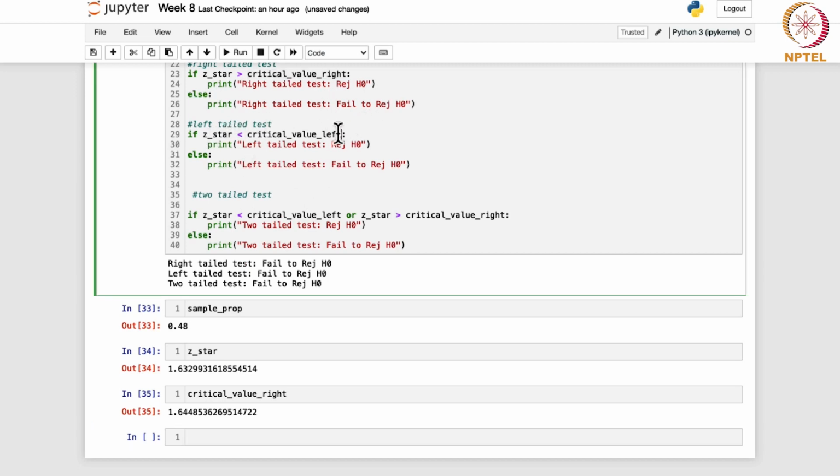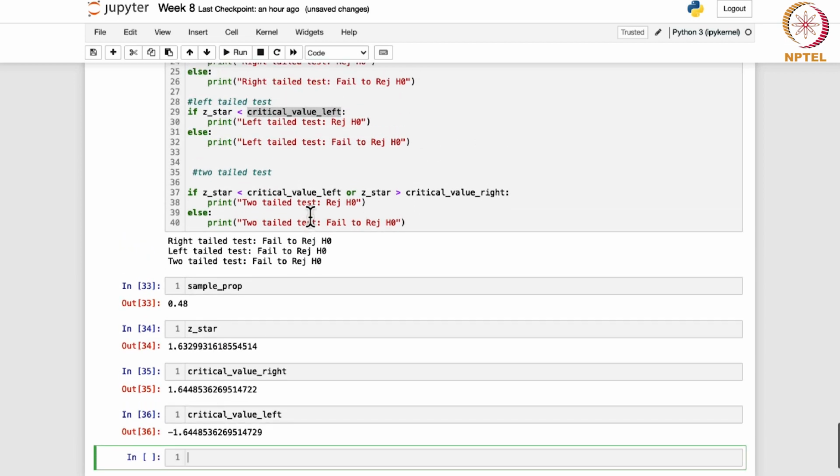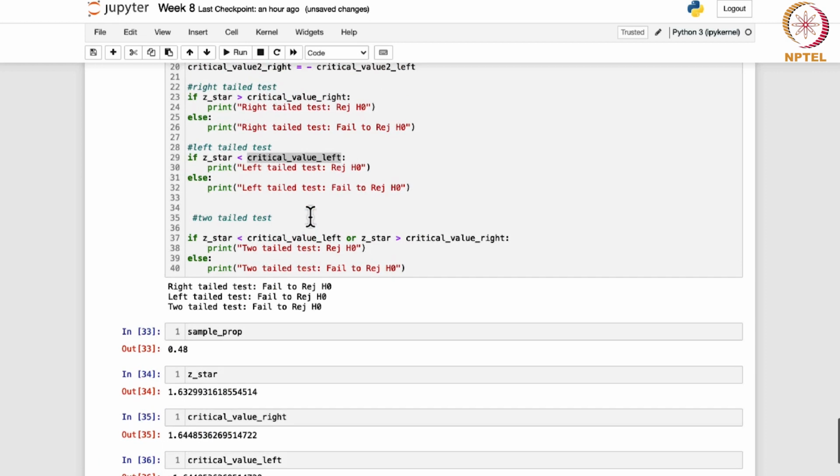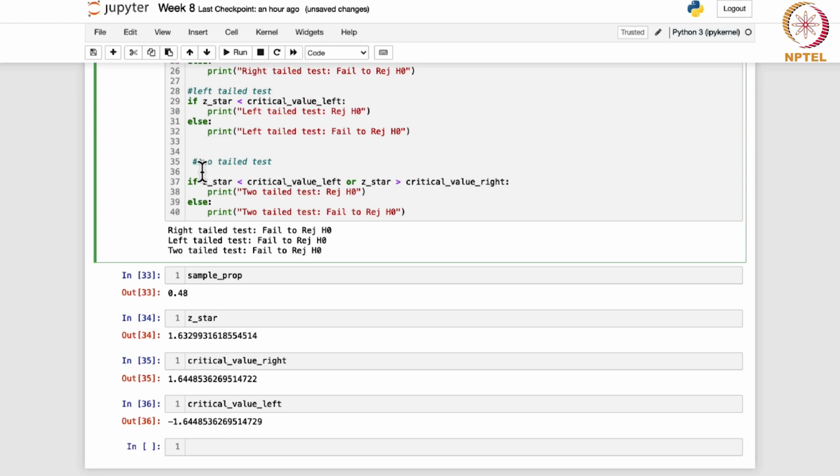Again, let us look at the left tail critical value. It is minus 1.644. Okay, so again Z star is not less than that, so we just leave it. We fail to reject it, and likewise you can see that it will happen for the two-tail test also.